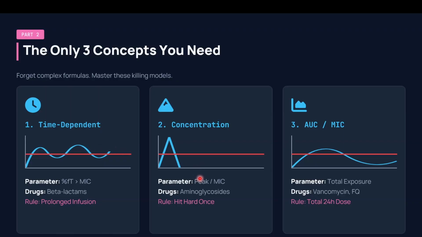Another type of killing method is concentration dependent killing, which is especially suitable for aminoglycosides. It has a peak effect relative to the minimum inhibitory concentration. It just goes to the peak and drops down. Hit hard and once.